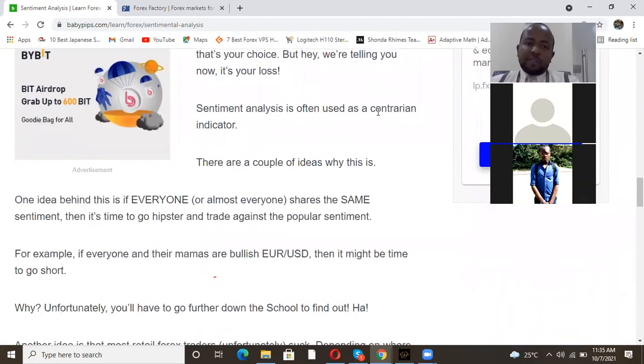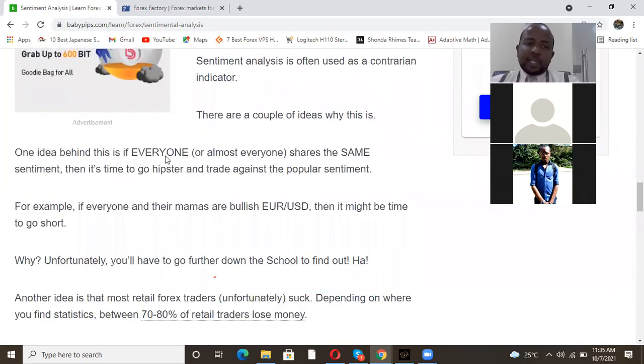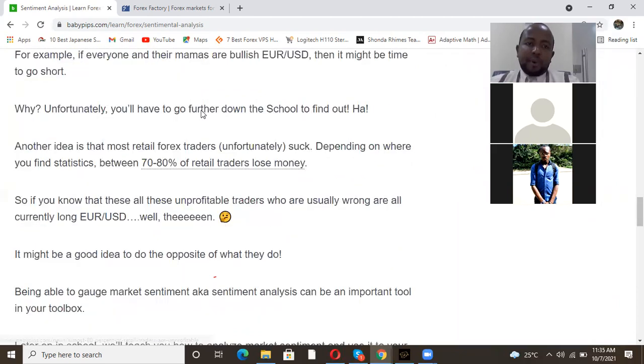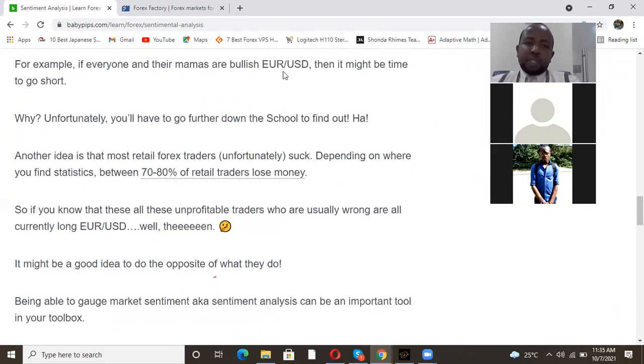Sentiment analysis is often used as a contrarian indicator. There are a couple of reasons why this is. One idea is that if everyone or almost everyone shares the same sentiment, then it's time to go hipster and trade against the popular sentiment. For example, if everyone remains bullish on EURUSD, it might be time to go short. Why? Unfortunately, you have to go and find out.